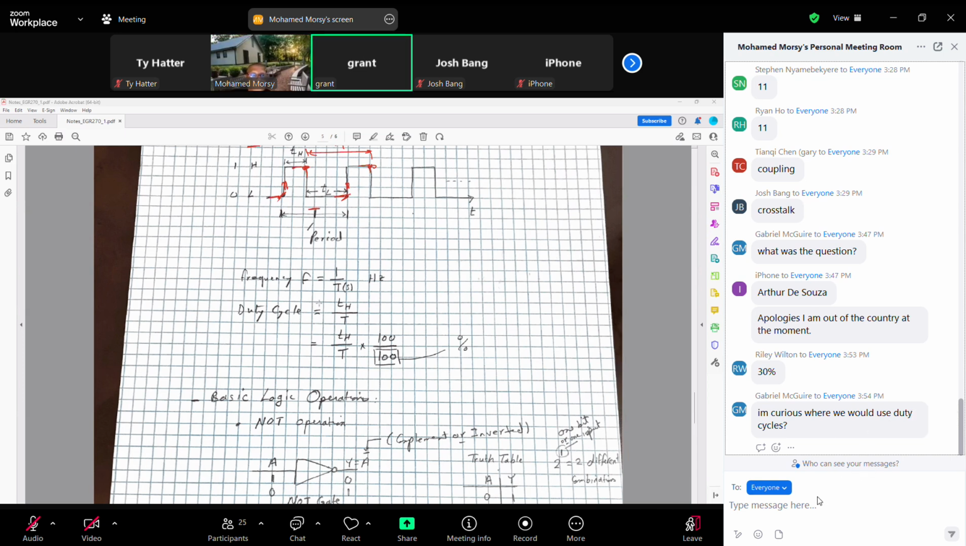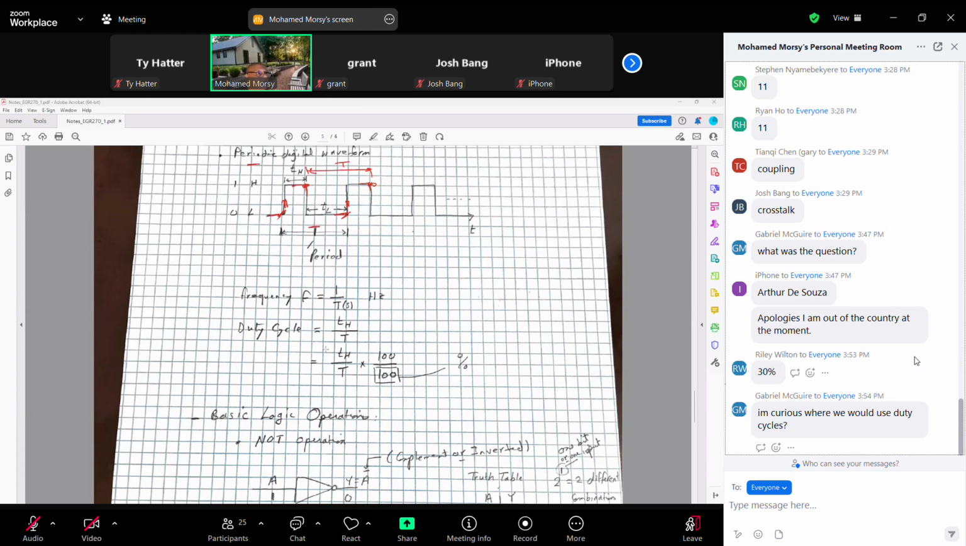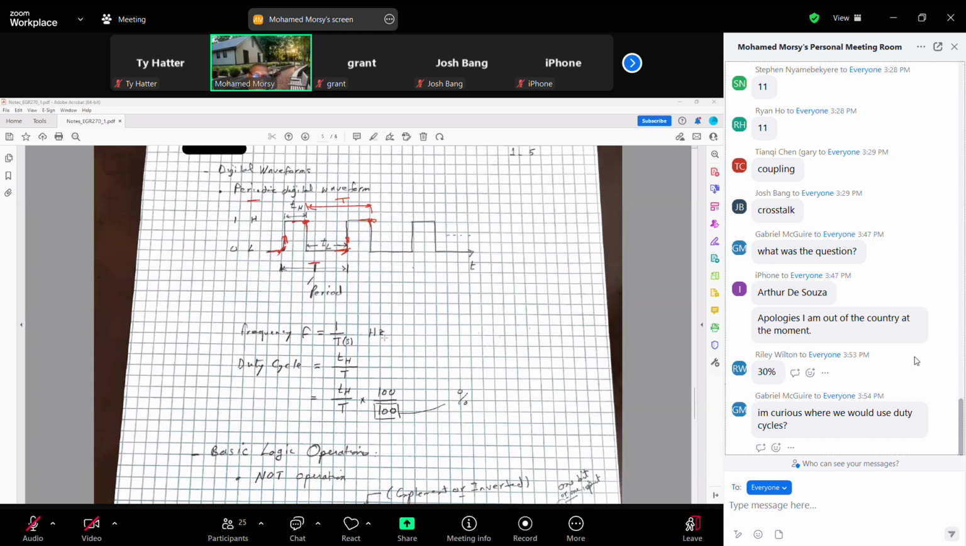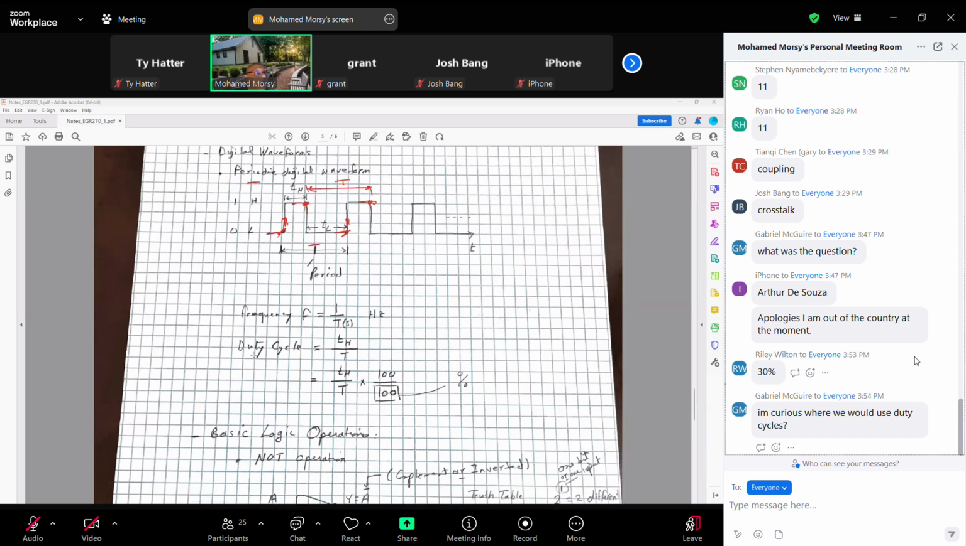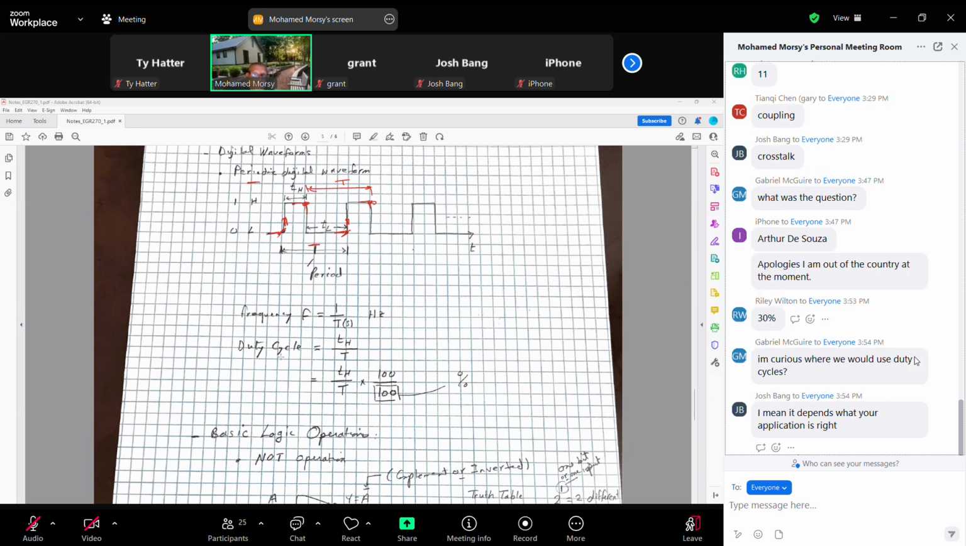Okay, this is a good question. This is actually my next question. One of your friends asked what is the benefit of this duty cycle. Can anyone answer this question? Can anyone tell me why this is an important parameter to get? If you look at any catalog, you will see the frequency, duty cycle. So what is the benefit of this?